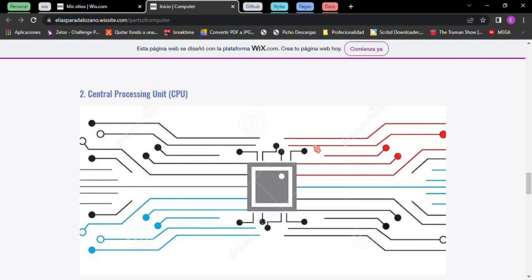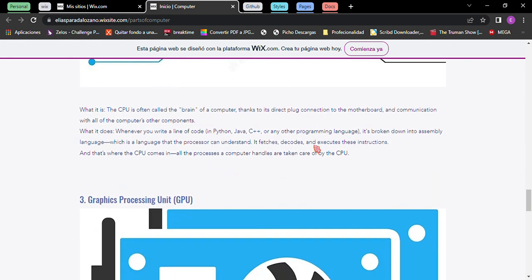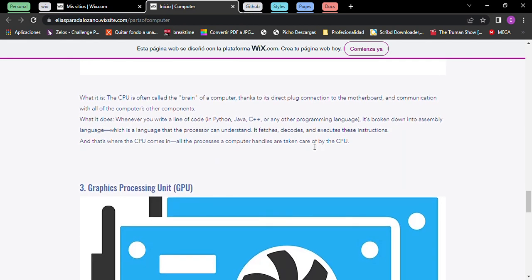Number two, central processing unit, CPU. What is a CPU? The CPU is often called the brain of a computer, thanks to its direct, close connection to the motherboard and communication with all the computer's other components.